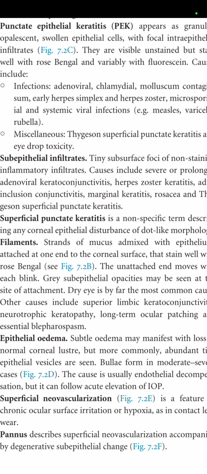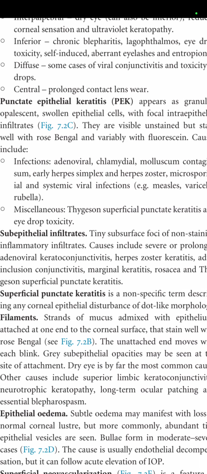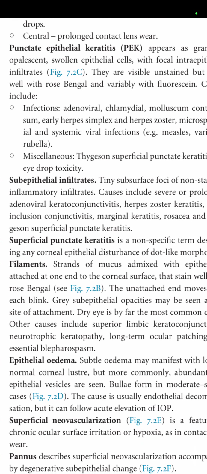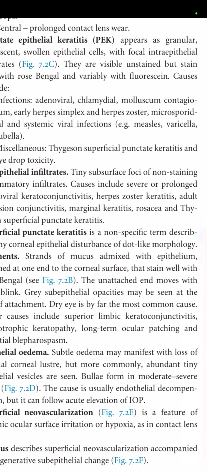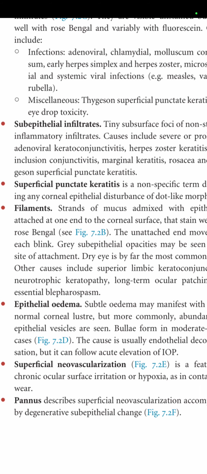Next is superficial punctate keratitis. So superficial punctate keratitis is a non-specific term describing any corneal epithelial disturbance of dot-like morphology. So superficial punctate, or you are just seeing random dots in the epithelium, so you can say it is a superficial punctate keratitis. Filaments.